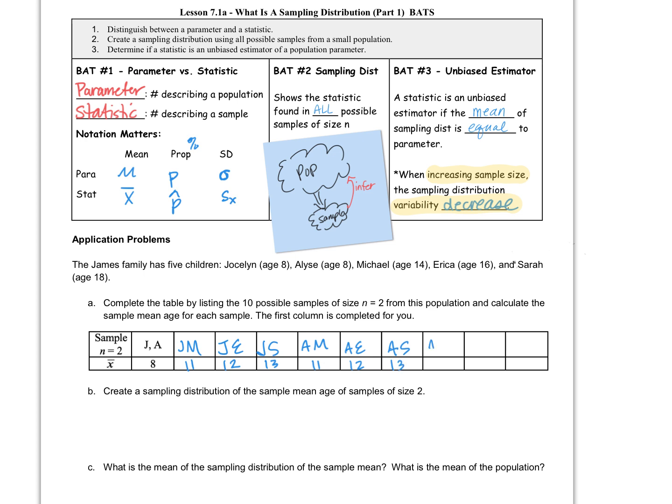Then what's next? Michael and Erica. Well, that's 30. That's going to be different, right? Mm-hmm. Michael and Sarah. 14 and 18 is 32. So that's 16. And then lastly is Erica and Sarah. So 16 and 18 would be 34. So average would be 17.